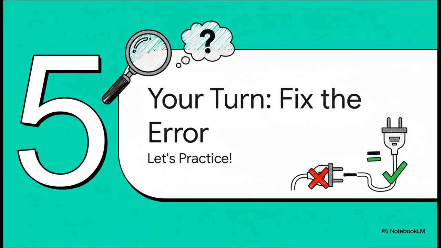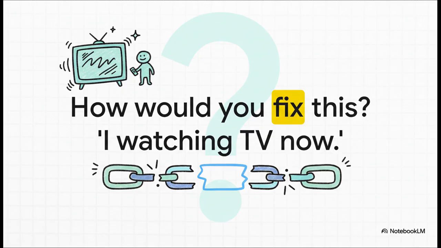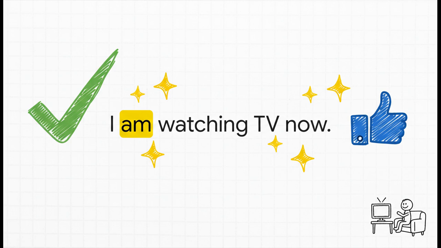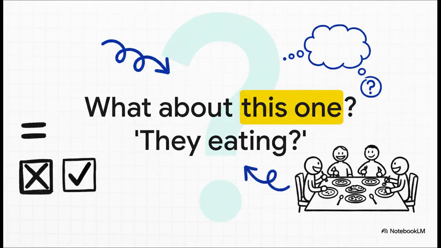All right, theory time is over. You know the rule, you know the trap. Now it's time for a little practice to really lock this in. Let's see if you can spot the error and fix it. Okay, first one up. "I watching TV now." What's that missing link? Give it a thought. You got it. It needs that helper verb am. "I am watching TV now." Perfect. You've connected I with the action of watching. Nicely done.